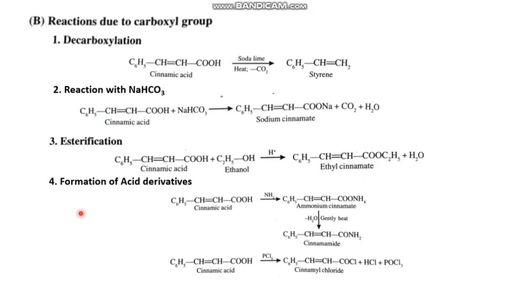Then next one, formation of acid derivatives. When cinnamic acid is reacted with ammonia, we will get cinnamamide. Then this cinnamic acid is also reacted with PCl5. We will get cinnamoyl chloride.